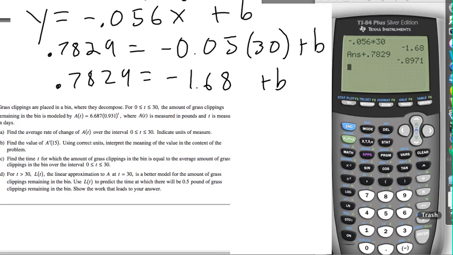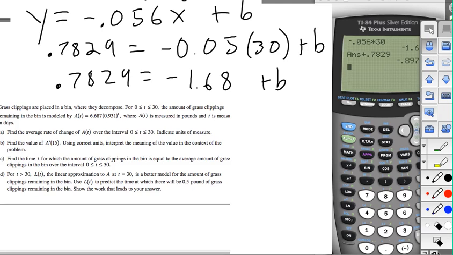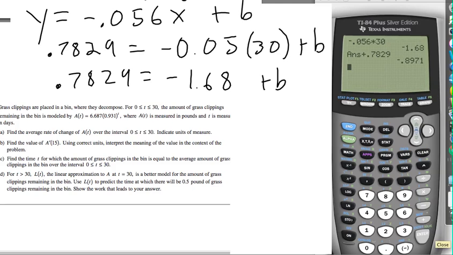So let's do it correctly and take 0.7829. Oop, gotta turn it on. Let's take 0.7829, add 1.68, and that should be our correct y-intercept.